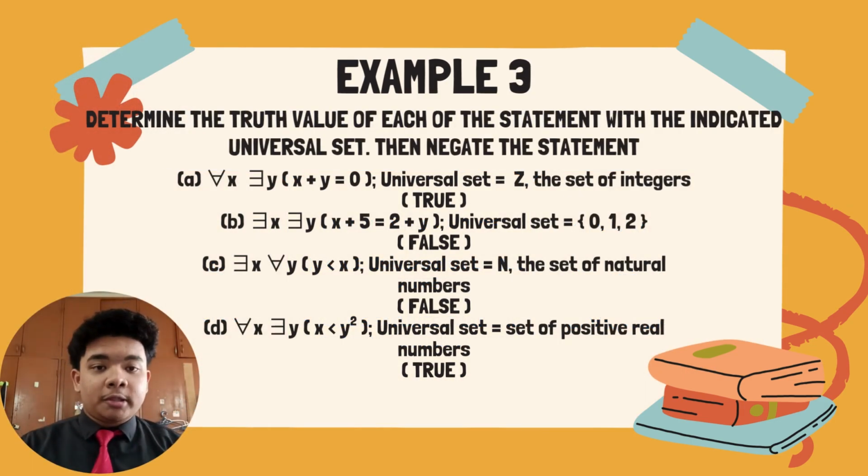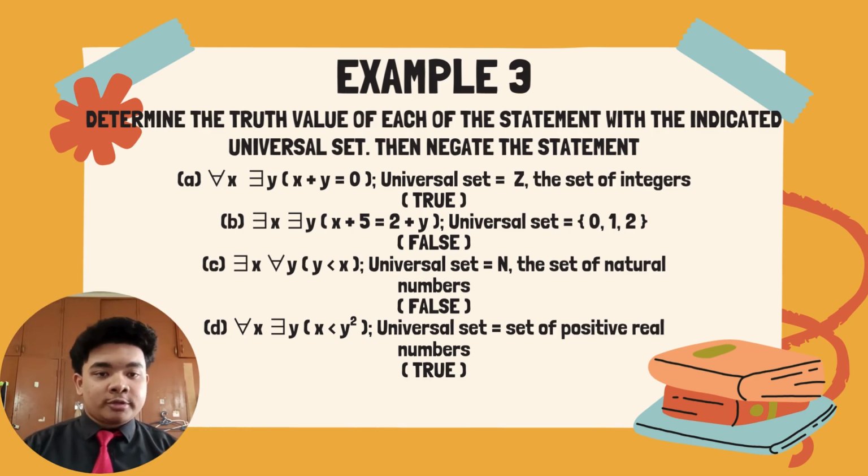For example 3, determine the truth value of each of the statements with the indicated universal set. Then negate the statement. For question A, for all x, there exists y, x plus y equals 0, universal set equals Z, the set of integers. The answer is true. For question B, there exists x, there exists y, x plus 5 equals 2 plus y, universal set equals 0, 1, 2.